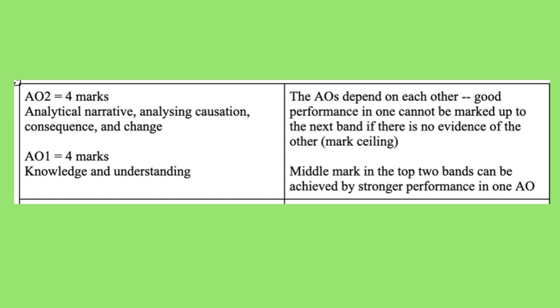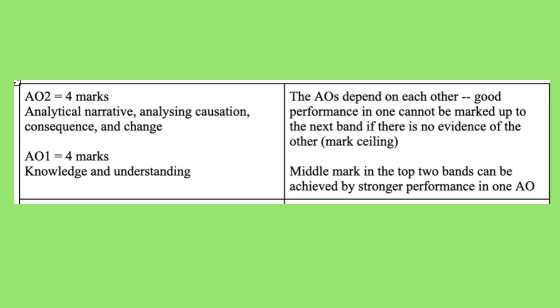overview video. 4 marks here are available for AO2, which requires you to write an analytical narrative. In order to do that, you need to be discussing causes of the event, consequences of the event, and changes within the event. Explaining the importance of each of these and how one thing led to another is really important if you want to be analytical and score highly for this question.